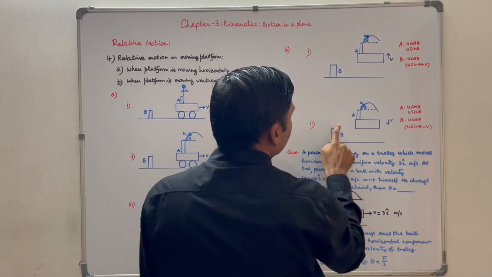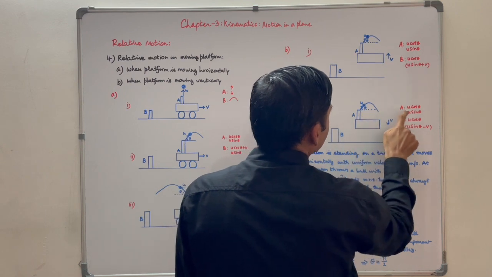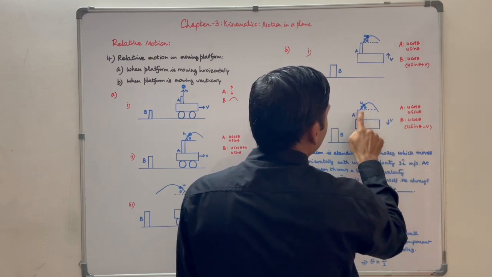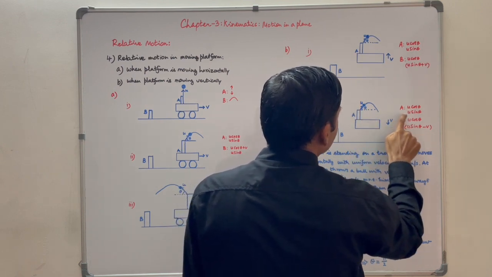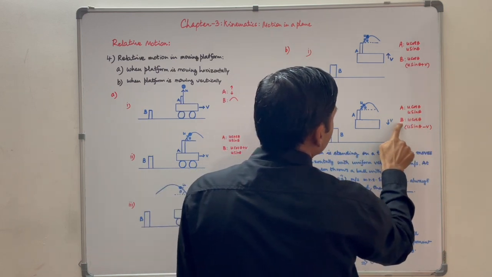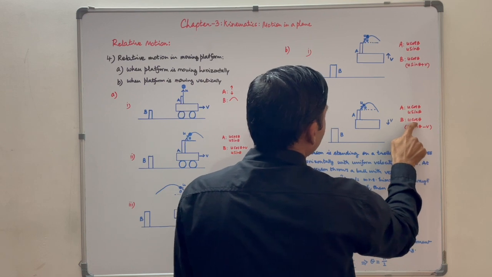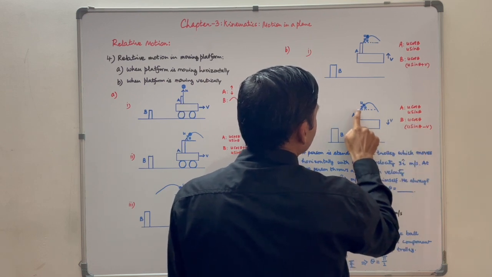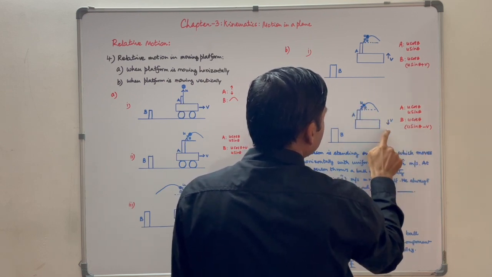In this case, for A, horizontal component of ball's velocity will be u cos theta and vertical component of ball's velocity will be u sin theta. For B, horizontal component of ball's velocity will be u cos theta and vertical component of ball's velocity will be u sin theta minus v.